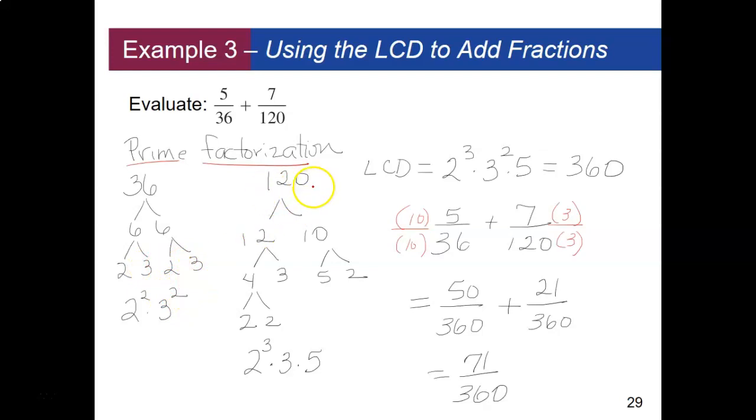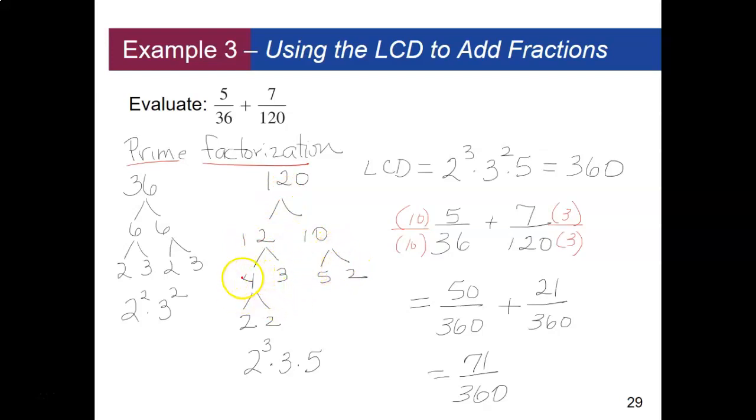If I do the same thing for 120, you don't necessarily have to start out with 12 and 10. There's a lot of other factors that would work to go into 120. You'll still end up at the same place. So 12 and 10, if I break this down, it would go in 4 and 3. 10 would be 5 and 2.